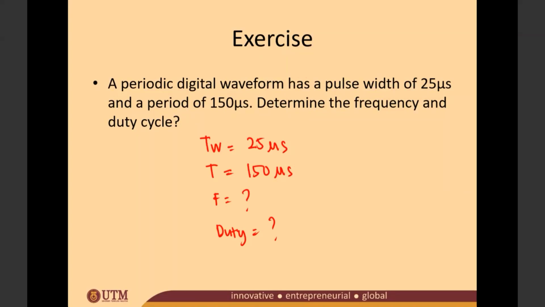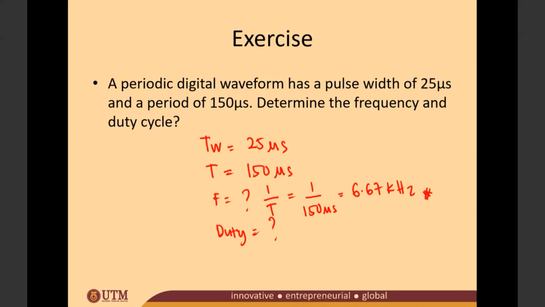Okay, so let's look at this F dahulu. Okay, so we need to find out what is F. Okay, F, what is the formula for F? F sama dengan 1 over T. Okay, di mana T is 150 microseconds. Okay, you press down your calculator and you will get 6.67 kilo hertz. Betul tak? Okay, so this is your F. Okay, 1 over T, which is T is 150 microsecond. Okay, so kamu dapat 6.67 kilo hertz.